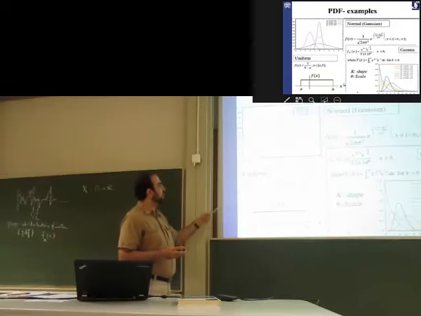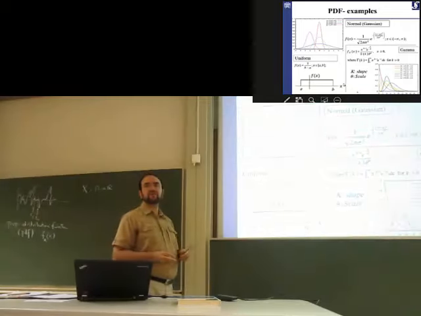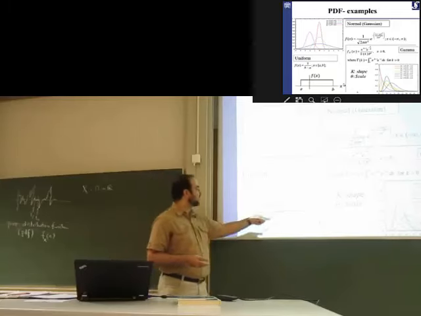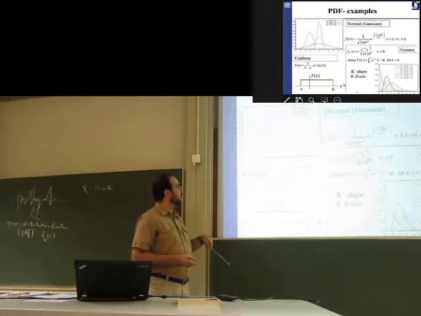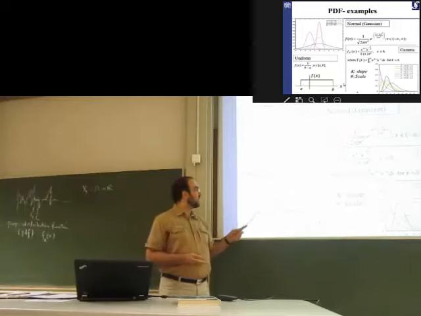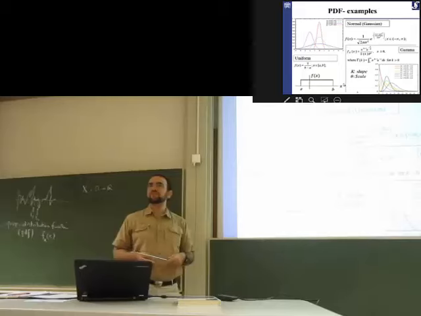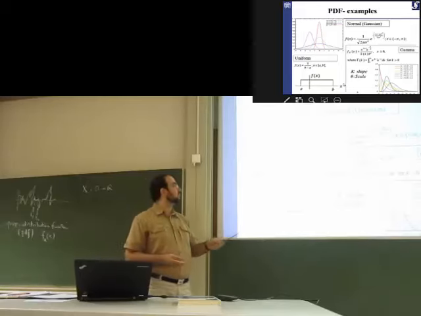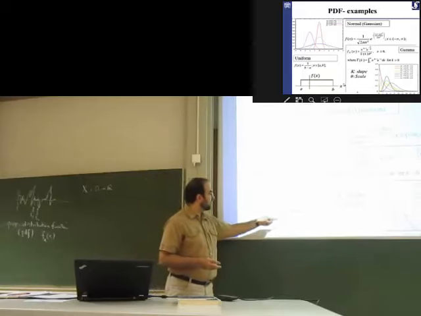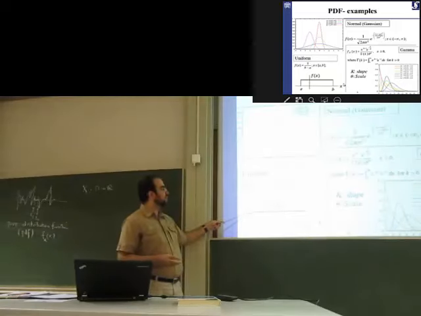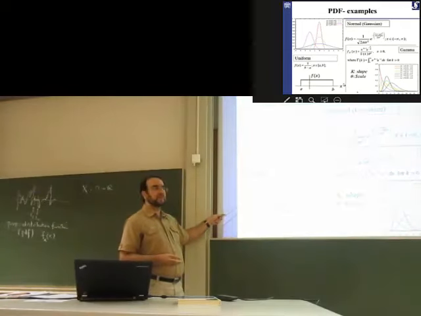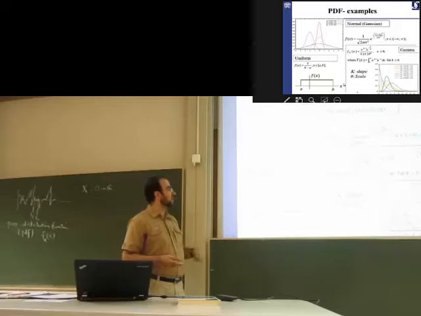Or for example, we have a uniform random variable. So the PDF of the uniform random variable looks like this. And we know that the area below the function is always summed up to 1. So that's why here the amplitude should be 1 over b minus a.